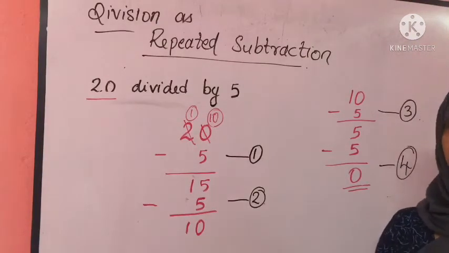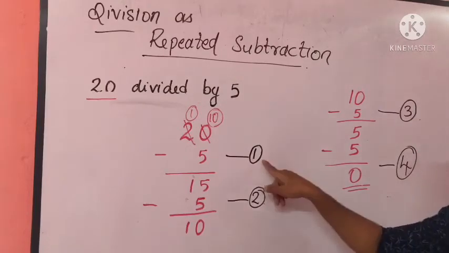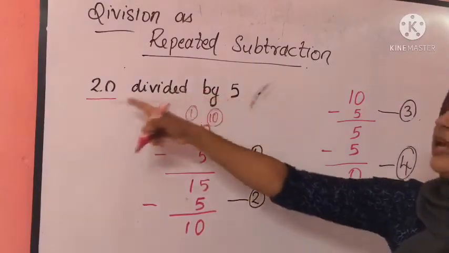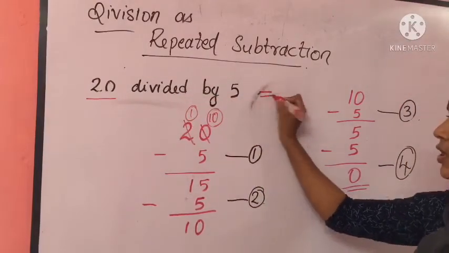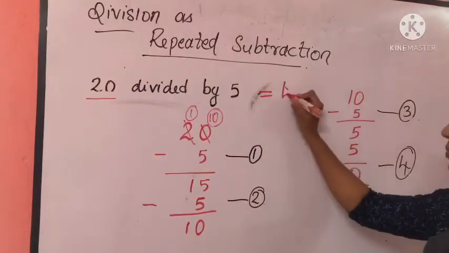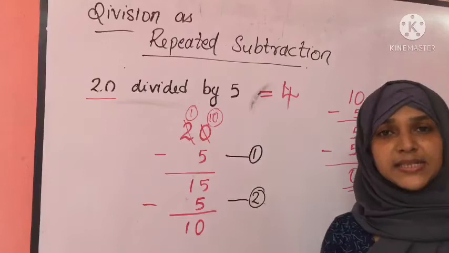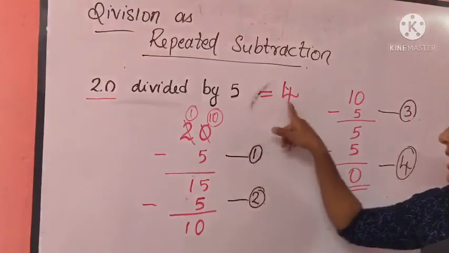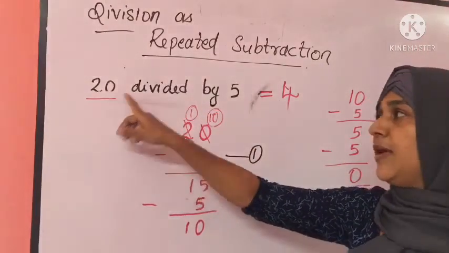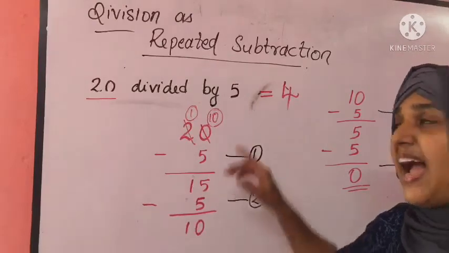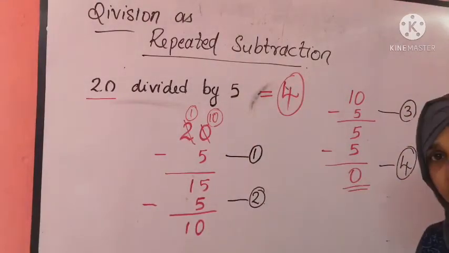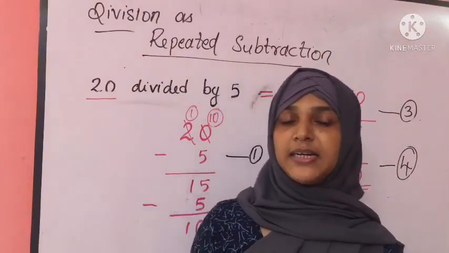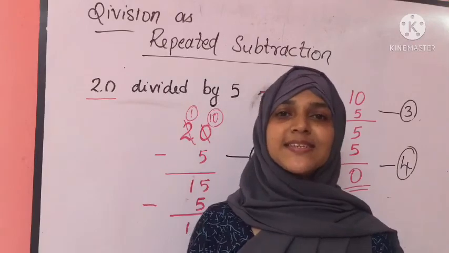Now, how many times did we subtract the number? 1, 2, 3, 4. And it is the answer to this question, 20 divided by 5 is equal to 4. How many times we subtract the number until it reaches 0 is the answer. So when we divide 20 by 5, we get the answer 4. Is it clear, students? Let's do more problems on repeated subtraction in our textbook exercises. Catch you in the next class. Thank you.